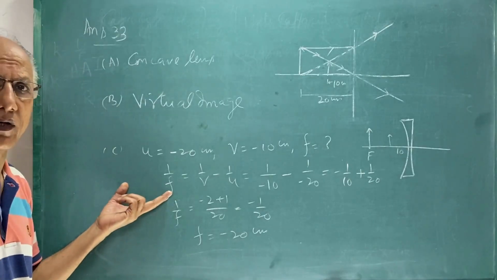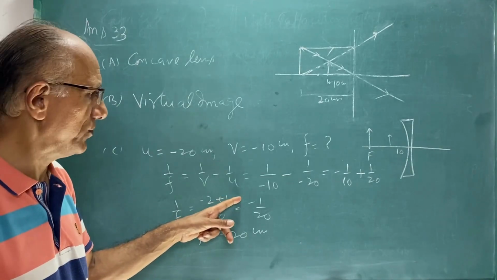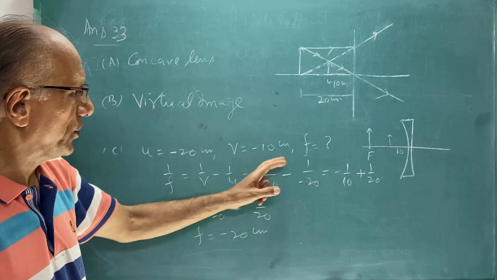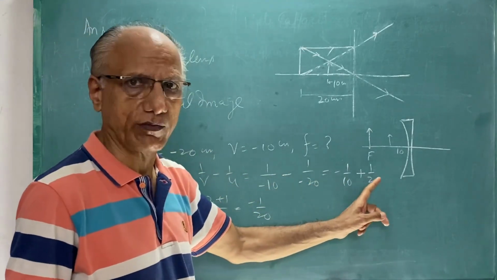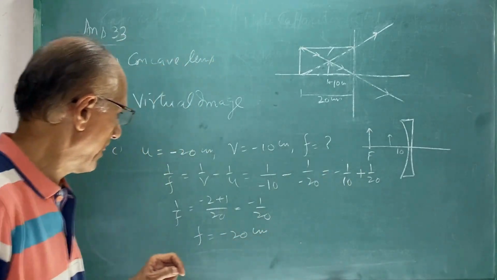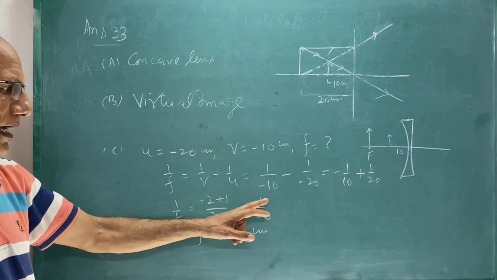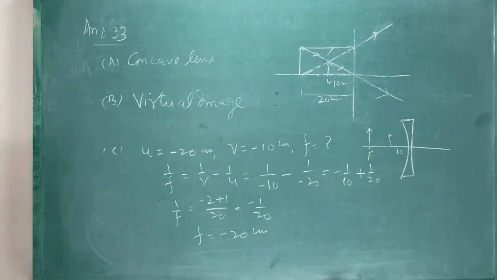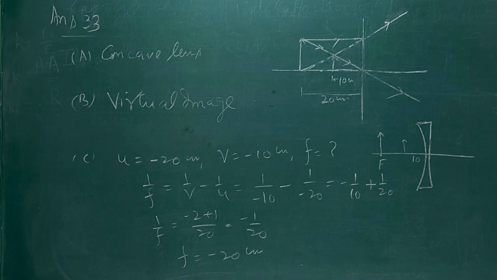So according to lens formula, 1 by f is equal to 1 by v minus 1 by u. So putting the values, 1 by minus 10 minus 1 by minus 20, and that is equal to minus 1 by 10 plus 1 by 20, minus minus becomes plus, and taking LCM we will get minus 2 plus 1 by 20, that is minus 1 by 20. So f equals minus 20. So this way the question is correctly answered.